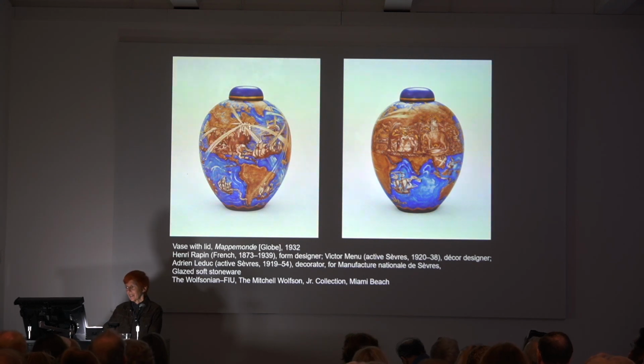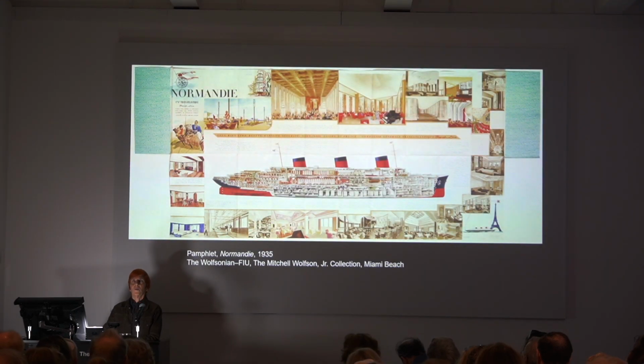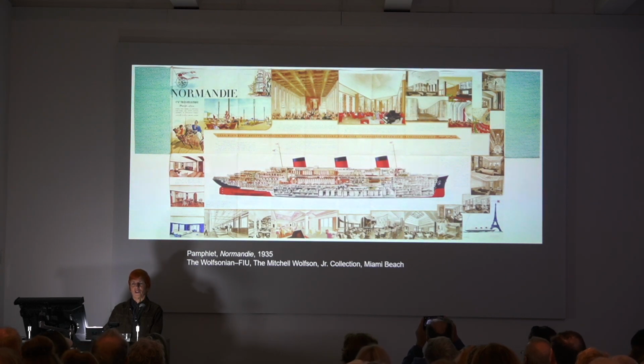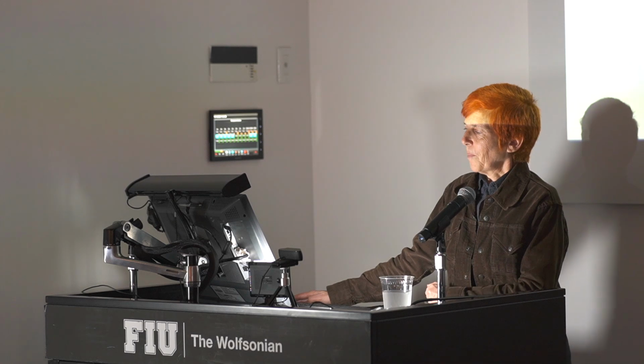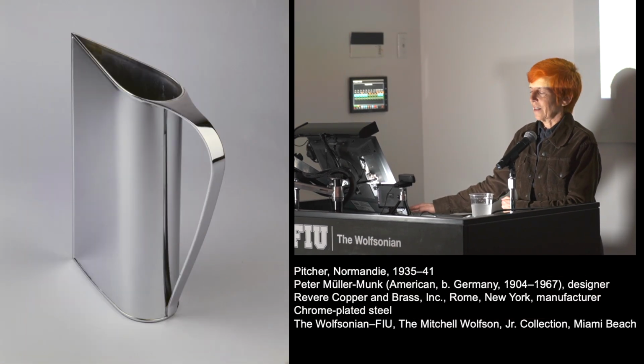So obviously, apart from the expo in Paris, another way to present the French decor was the ocean liners. That was for every nation, but for sure France was very powerful on that. They launched the Ile-de-France in 1927, but probably the most iconic is the Normandie, launched in 1935. And again, it was so popular that Peter Müller-Munk, an American designer who came from Germany, created this iconic piece inspired by the shape of the hull of the Normandie.